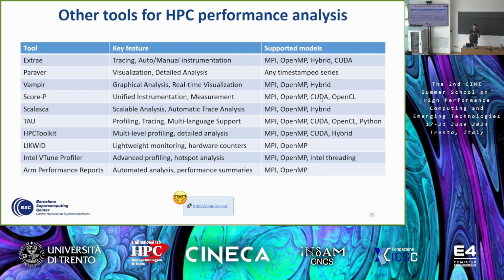Both ours are free and open source, GPL. So Extrae and Paraver are GPL. As far as I know, I think Scorpio and Scalasca should be as well.